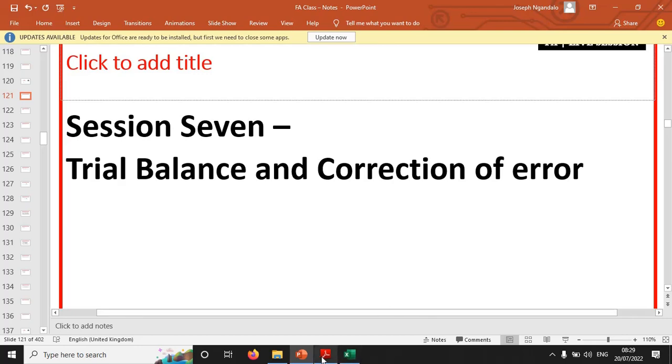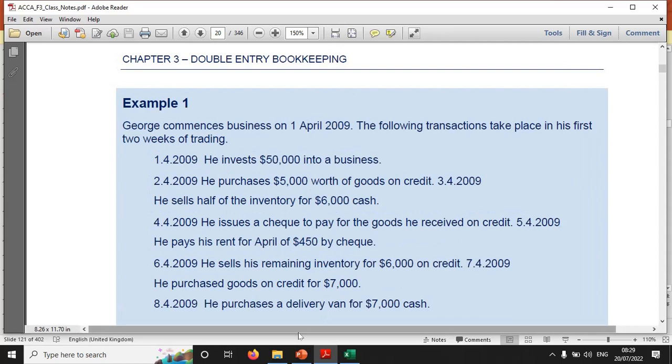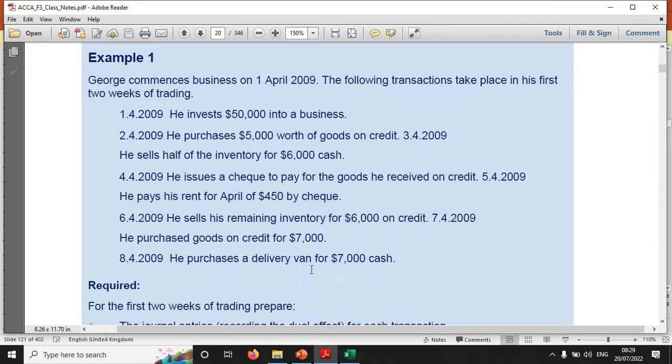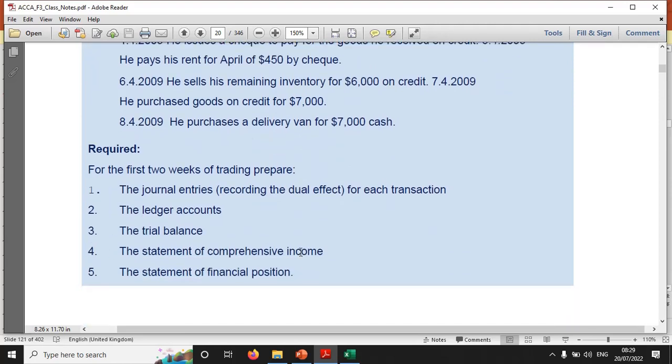So let's see if we can go to this question and try to see what we can do. This is George. George commenced business on 1st April 2009. The following transactions took place. I'd like to go to the requirement already. We've got the issue of journal entries. I think we were doing this yesterday, so today I'm going to skip this one. Normally I do everything at once, but yesterday we just spent about 1 hour 30 minutes together.